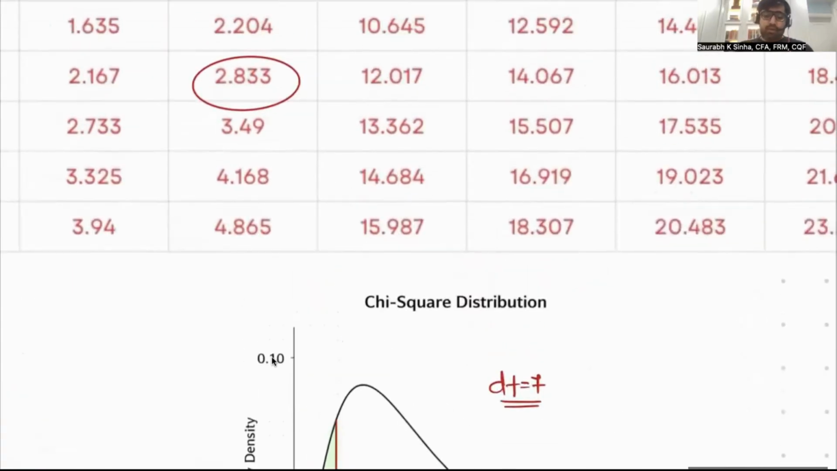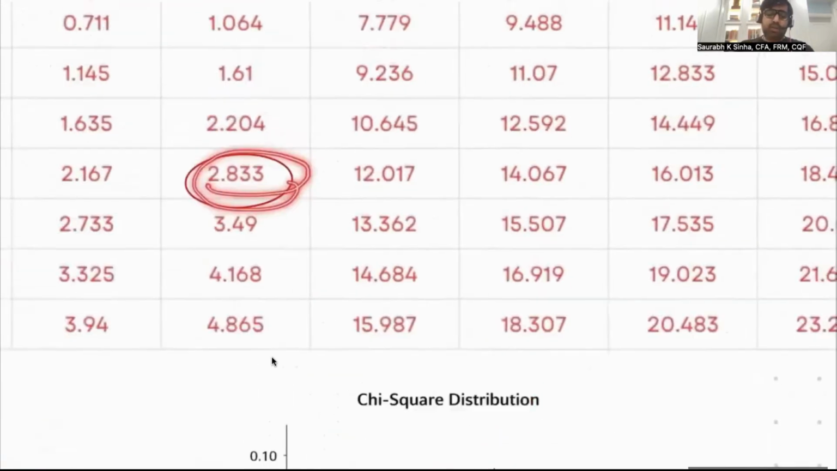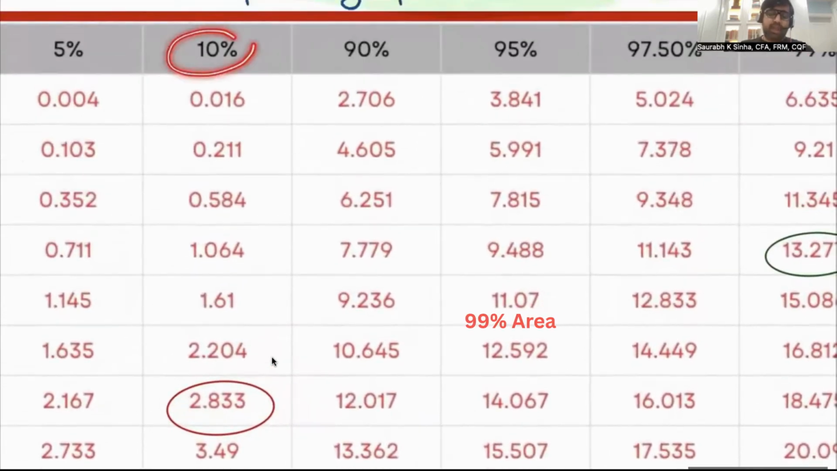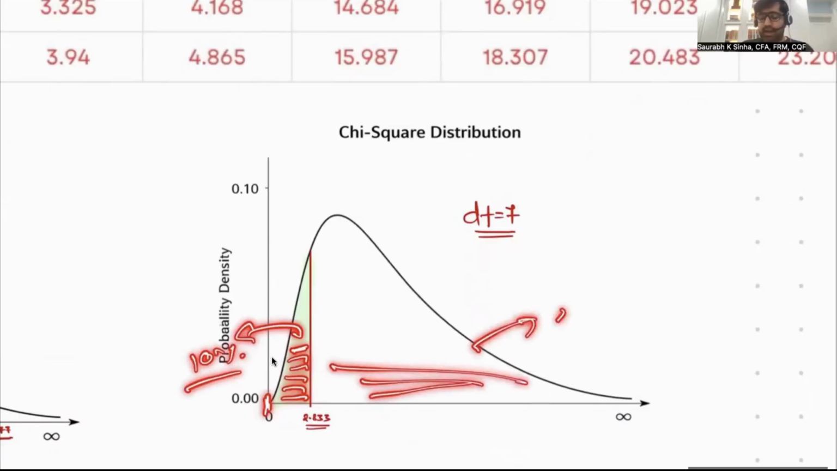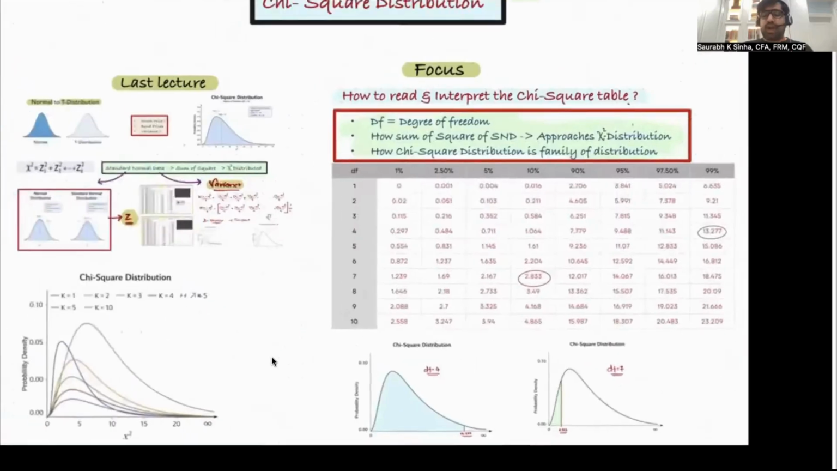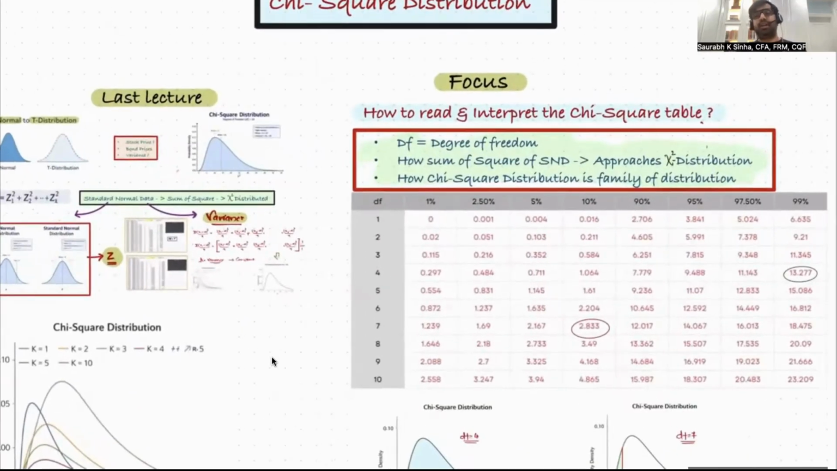Now, when you plot this 2.833, you have to look at what the area given is. The area is 10%, which means that if you cover the area on the left-hand side of 2.833 till 0, this area would be 10%. And the area in the right-hand direction is 90%. So this is how you interpret the chi-square table.